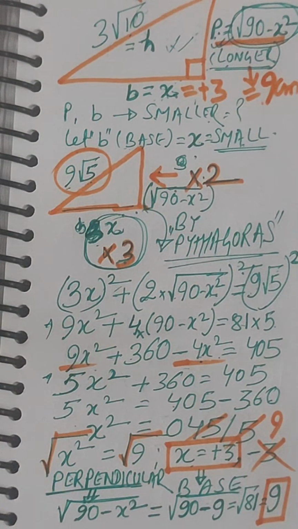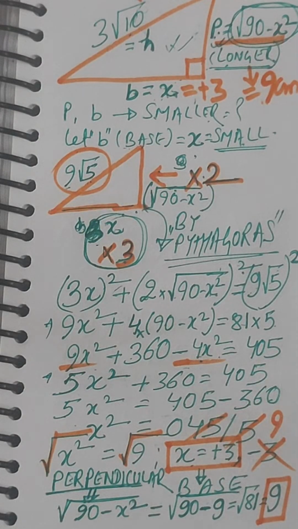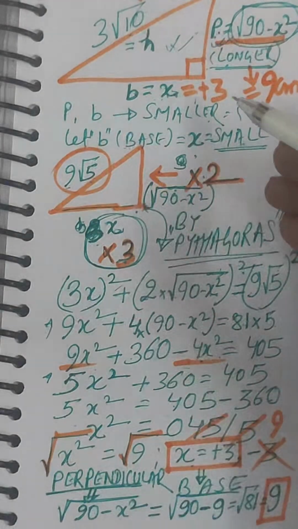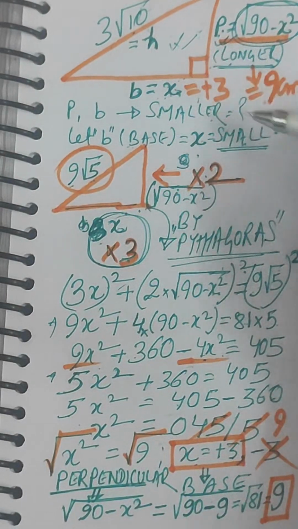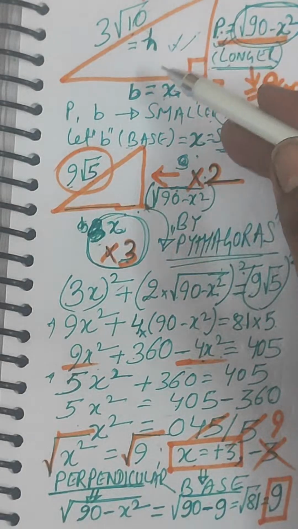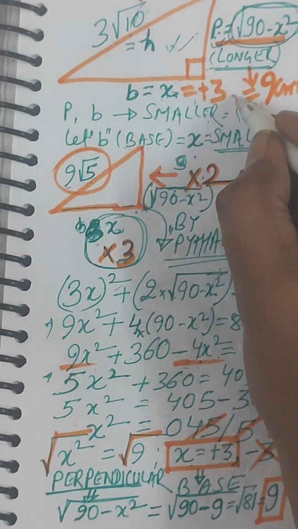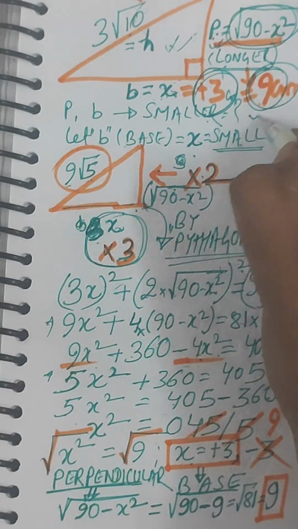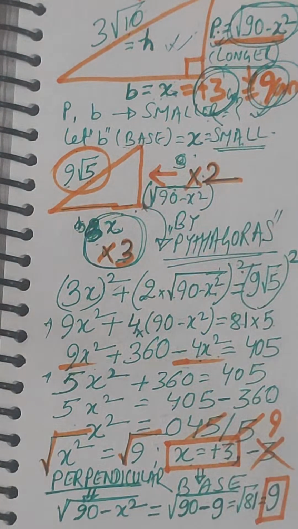So let us close this question. After that, we are coming to your comments. The two sides which have been asked, that how long are the legs of the triangle? So the legs of this triangle are, one is 3 centimeter, this one, and another is 9 centimeter, this one. In this way, we have solved this question, students.